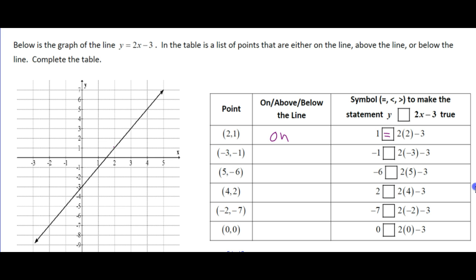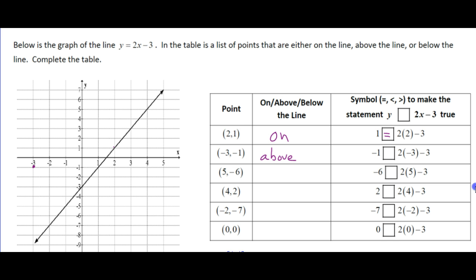All right, so let's do the next one. -3, -1. That point is here. So where is it? It's above. Okay, you guys are here for when I really mess up, right? It's all right. Call me out. So if it's above, then what are we going to say about -1?